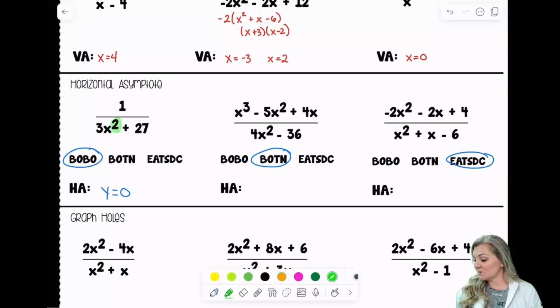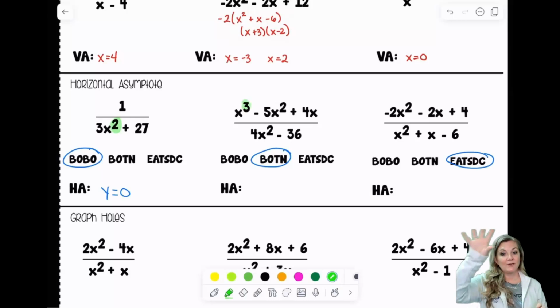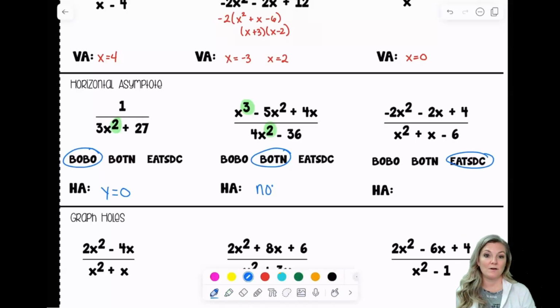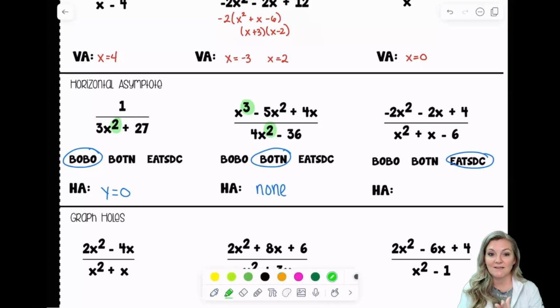So this first one is a BOBO, bigger on bottom. My degree is bigger on bottom. It's really BOB 0. So that means my horizontal asymptote is 0. This middle one is a BOTN. I have a degree 3 on top. I have a degree 2 on bottom. Bigger on top means I have no horizontal asymptote. What I actually have is a slant asymptote.